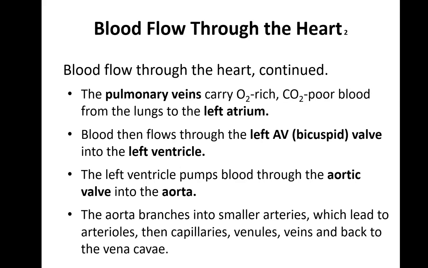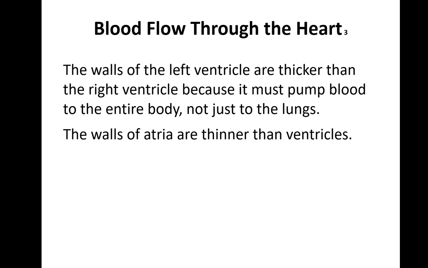Then from the lungs, oxygenated blood goes back towards the heart via the pulmonary veins to the left atrium, passes through the atrioventricular valve to the left ventricle, and into the body through the aorta. The oxygen-poor blood never mixes with the oxygen-rich blood. The walls of the left ventricle are thicker than the right ventricle because it requires the pumping of the blood to the entire body and not just the lungs. The walls of the atria are thinner than the ventricles.